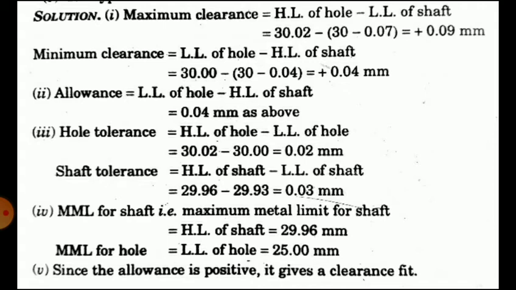Now the MML, that is maximum metal limit for the shaft. So the maximum metal limit for the shaft will be equal to the higher limit of the shaft, that value we have already calculated above. So it will be 29.96 mm. And the MML for the hole, that is the maximum metal limit for the hole, will be equal to the lower limit of the hole, that we have already calculated, 25 mm. Now see the type of fit. See the allowance. Allowance will be 0.04, which is positive, which means it gives a clearance fit.